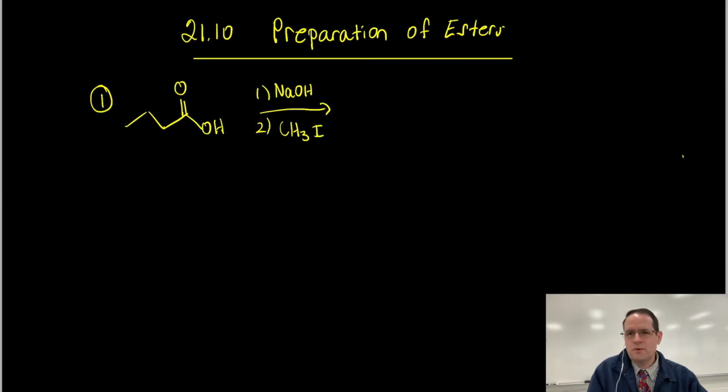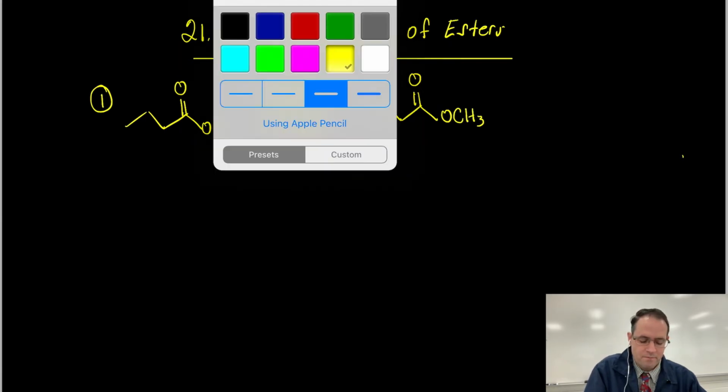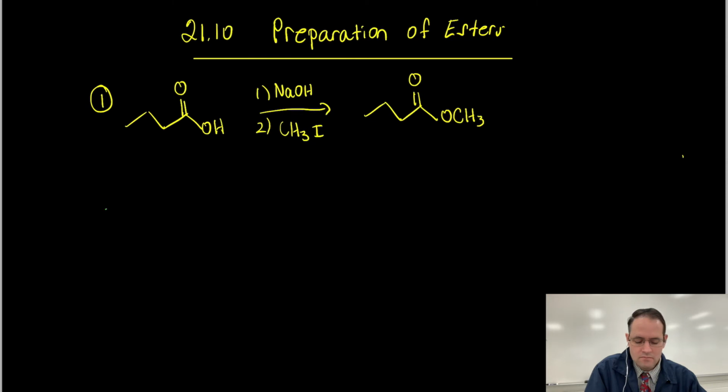And then treat this with an alkyl halide, say a primary or a secondary alkyl halide. And what you'll make from this is the methyl ester. Now this reaction mechanism happens by SN2. Let's take a look at the mechanism.